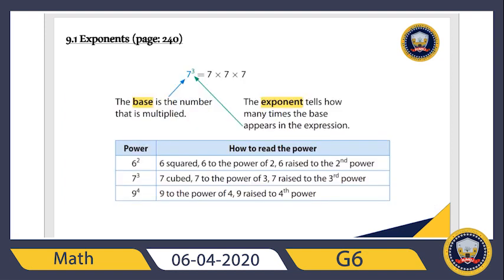What is the power? We write the power like this. We call this number the base, and the small number on the top we call the exponent. All of this is called the power. What does this mean? If I have a number like 7 times 7 times 7, I write it as 7 with a small 3 on the top. What does this 3 mean? It means how many times my 7 is multiplied.